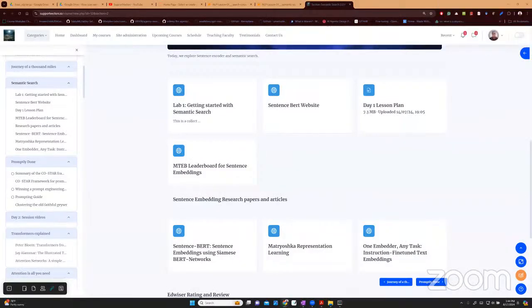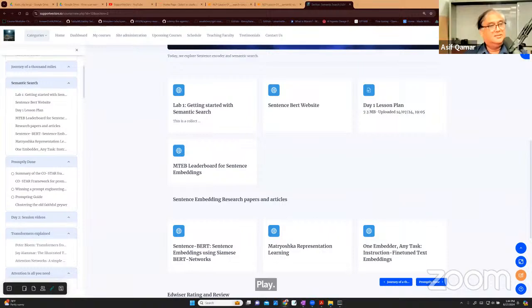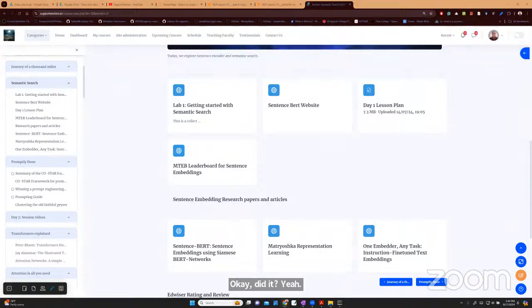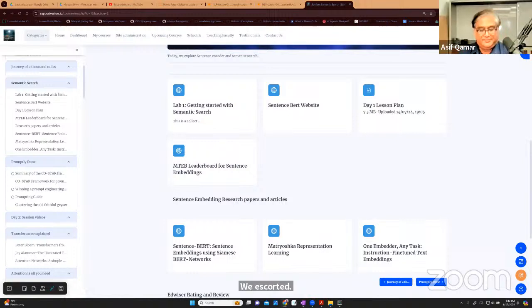Are we downloading that zip file? Yes, please do. Okay, did it, yeah. Open it up in VS Code. Yes, open it up. Okay, in VS Code if you so prefer.